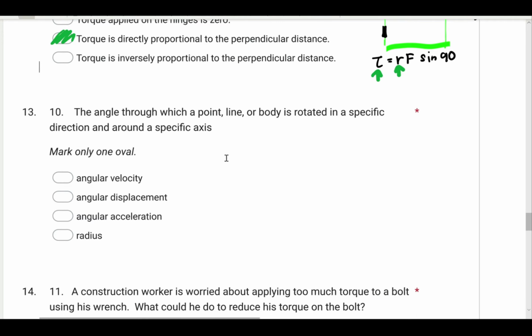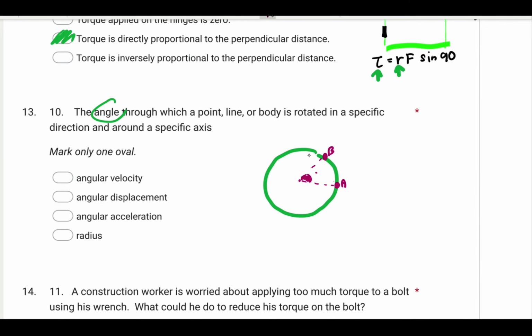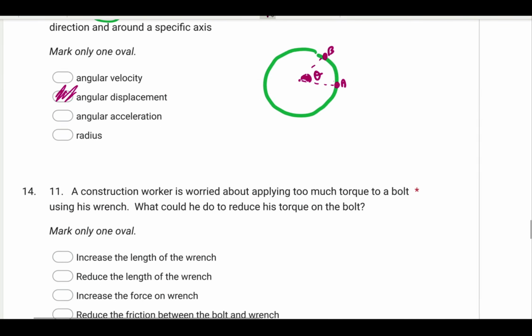Okay, question number 10. The angle through which a point, line or body is rotated in a specific direction, and around a specific axis of rotation, let's say. So let's say lah daripada point sini, dia rotate from point A to point B. Okay, so ada angle. Kita panggil dia sebagai angular displacement. Okay, so the answer is B.